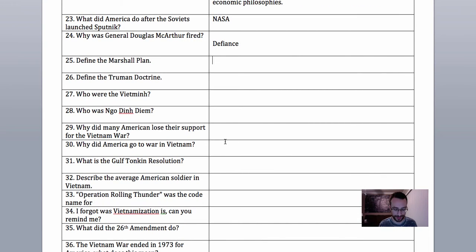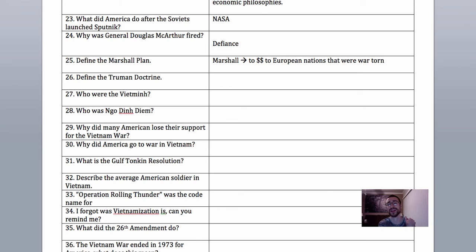So, a man by the name of Marshall, Secretary of State at the time, comes up with this plan to give money to European nations that were war-torn. What's the purpose of this? To make sure that they don't fall to communism.